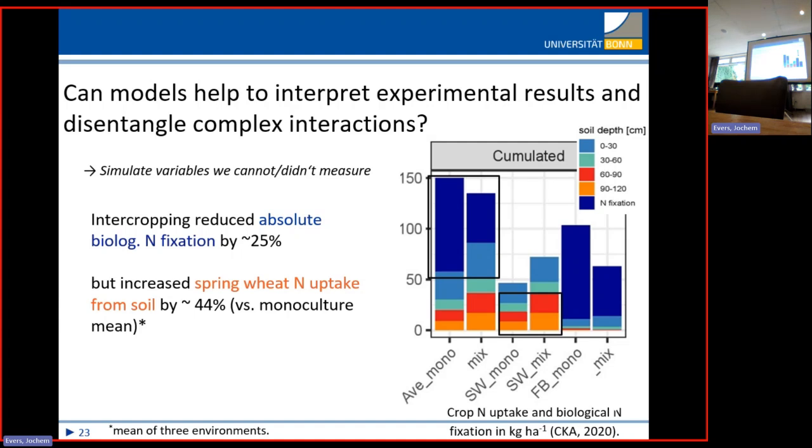So it increased compared to this monoculture mean. What does it mean? Spring wheat 44% more than what? Than expected. In monoculture, it took up 44% more than in the mixture.